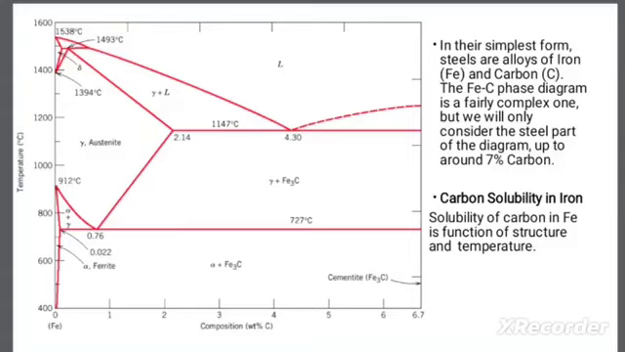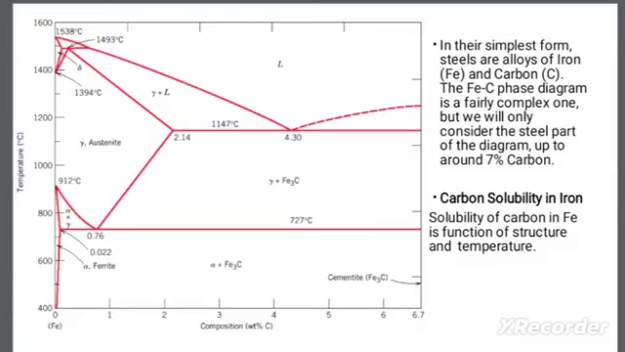Okay, so the gamma region is nothing but austenite, where the solubility is 2.14 percentage. So this is the region where the gamma iron region takes place, and here the solubility of carbon is 2.14 percentage. So these solubility limits are something that you should remember, and you should be able to draw this diagram completely at the end of this lecture.